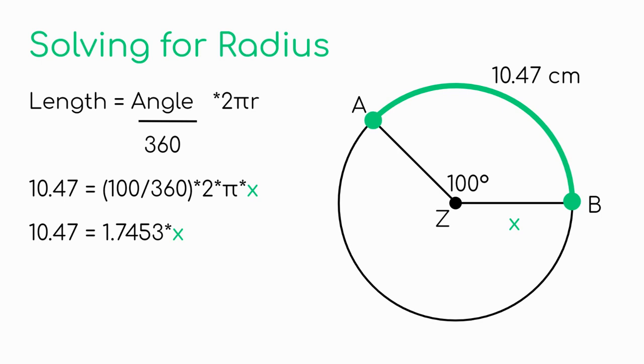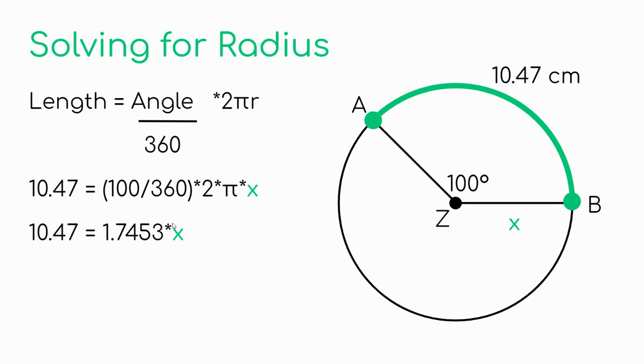Try to keep as many as possible. The more decimal places you keep, the more accurate your answer is going to be. So you'll see at the end, our answers are going to get kind of crazy. So keep as many decimals as you can. So now I've got 10.47 equals 1.7453 times x.